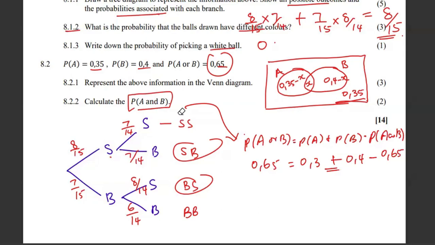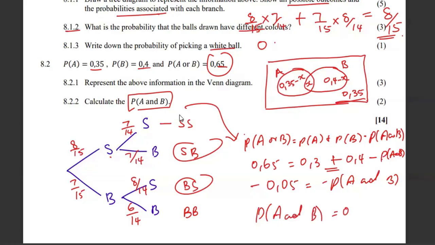Why are you saying 0.65? That's what we're looking for. So probability of A and B. So 0.7 subtract 0.65 is going to give us a 0.05. Okay, so negative 0.05 is equal to the negative probability of A and B. So meaning that our probability of A and B becomes a 0.05.